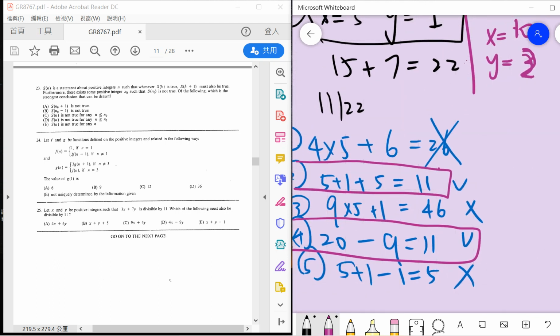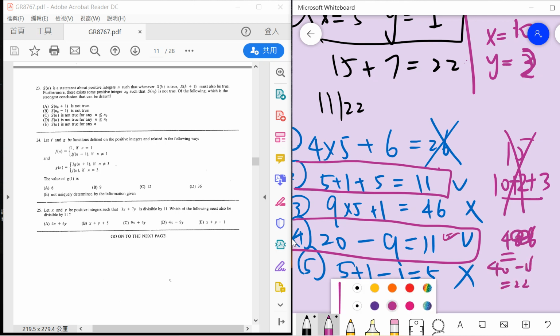So let's try this. 10 plus 2 plus 3, oh, this is 15. So this is not okay. And 40 minus 18 is 22. So the D is okay. So the answer is D. The answer is D.